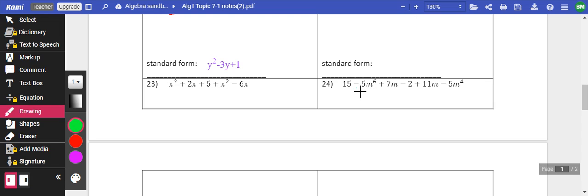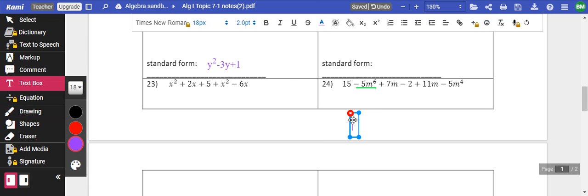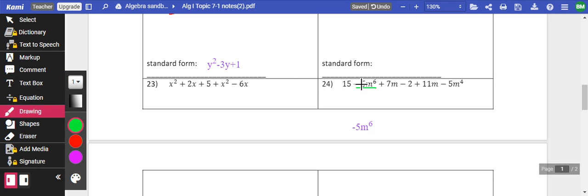So I've got negative 5m to the 6th is my first one. It doesn't have anything to combine with it, so I'm just going to move it right down here to my standard form. Put it in exactly. Okay, now I'm looking what's the next biggest exponent I have. Oh, I've got negative 5m to the 4th. Let's use a different color. Negative 5m to the 4th. So I'm going to do that one next.